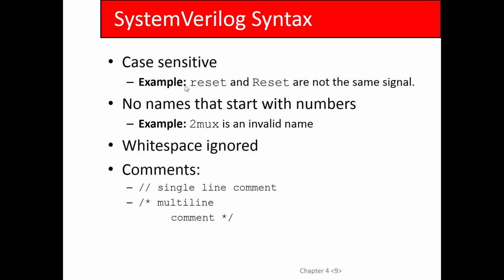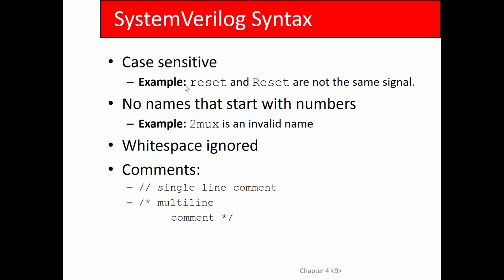SystemVerilog is case sensitive. There's some restrictions on names. You can't have a name that starts with a number. And you might say, well, every language has its own naming rules. Yes, but this is significant because a 2 mux is something that would make sense, right? Like if I want to create a mux and it has 2 inputs, I might call it a 2 mux. I mean, this is something that you would reasonably call something, but yet it's illegal. So you would call this mux2 or something. You just have to be aware of that.